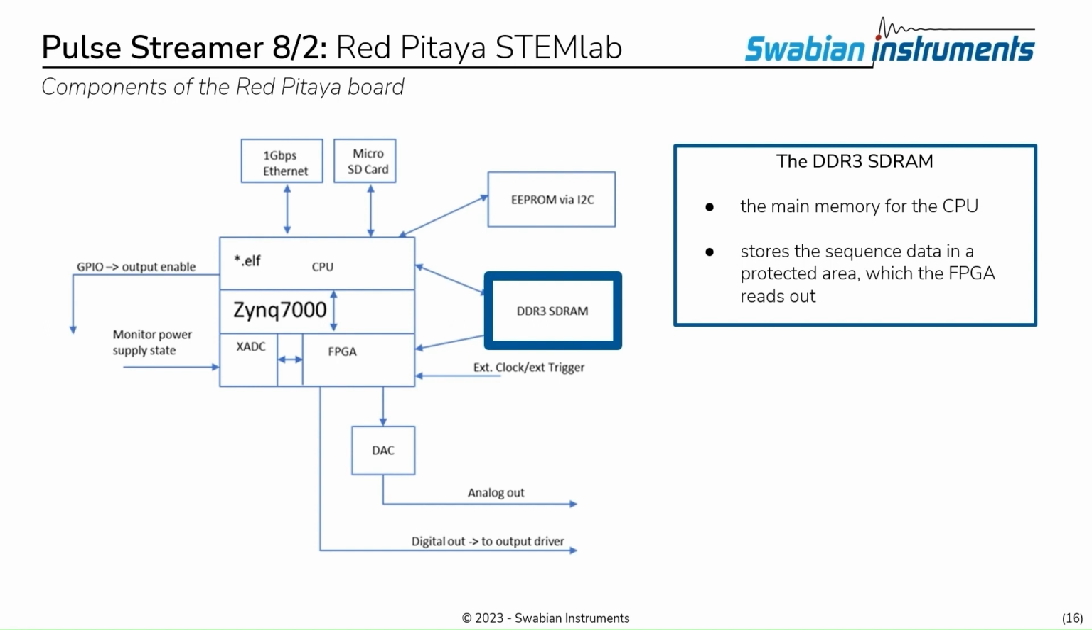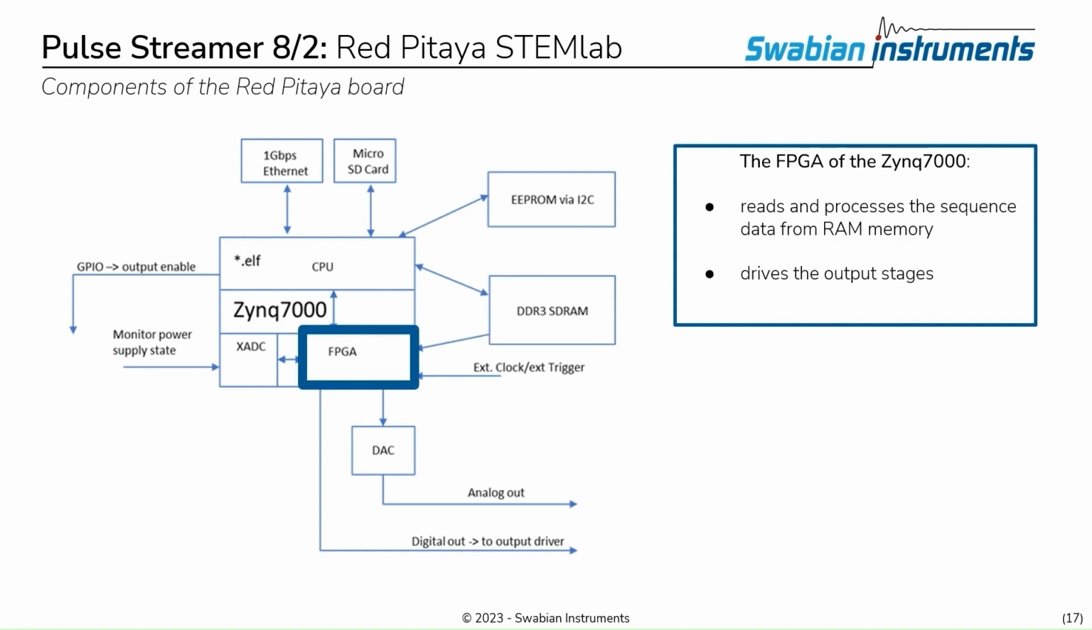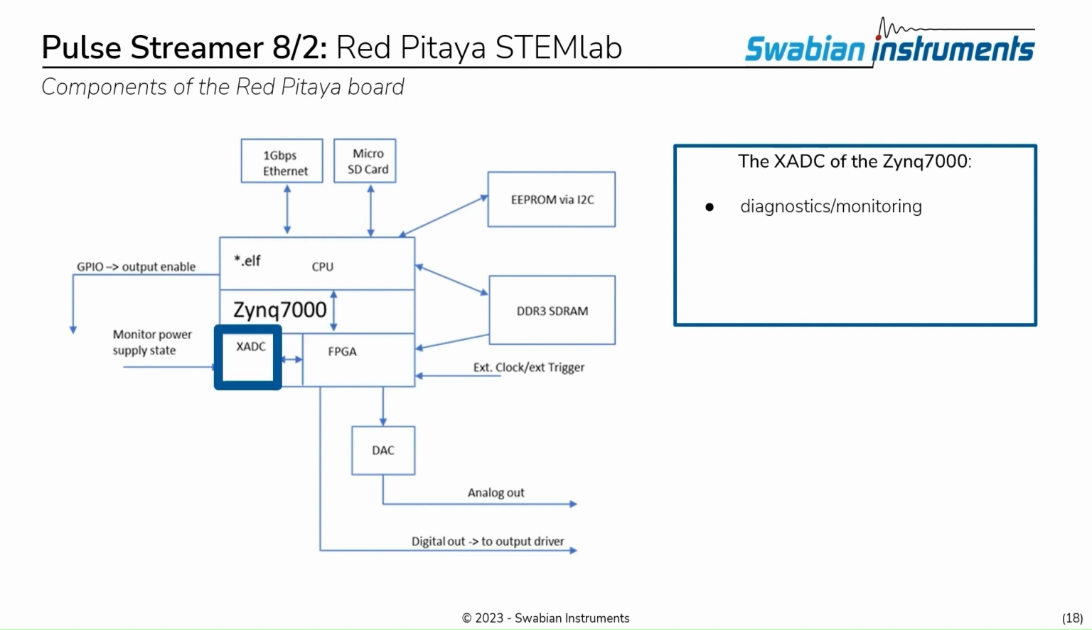The DDR3 SDRAM works as the main memory for the CPU and stores the sequence data in a protected area which the FPGA reads out. Of course, we use the FPGA of the Zynq, which processes the sequence data and applies the control and data signals to the output stages. In addition, we use the Xilinx analog mixed signal module of the Zynq to monitor the onboard temperature and the power supply state for diagnostics.